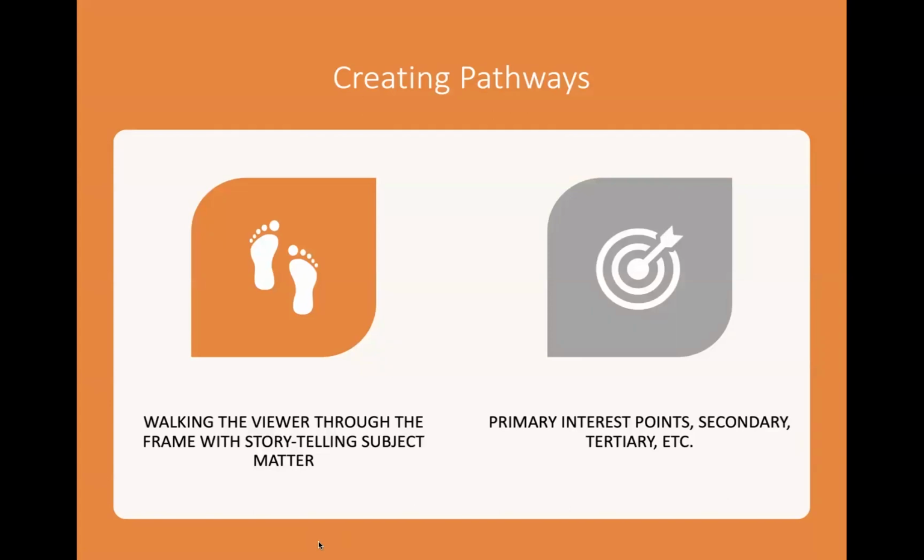One of the other things that you can think about is creating a pathway with lines. This is also called leading lines when you think about photography. And it basically walks the viewer or your audience into the subject and where they should look. It also hits primary interest points. And so when you use lines and the rule of thirds and the golden ratio, you create these very aesthetic, pleasing photos that lead you right to where you should look.